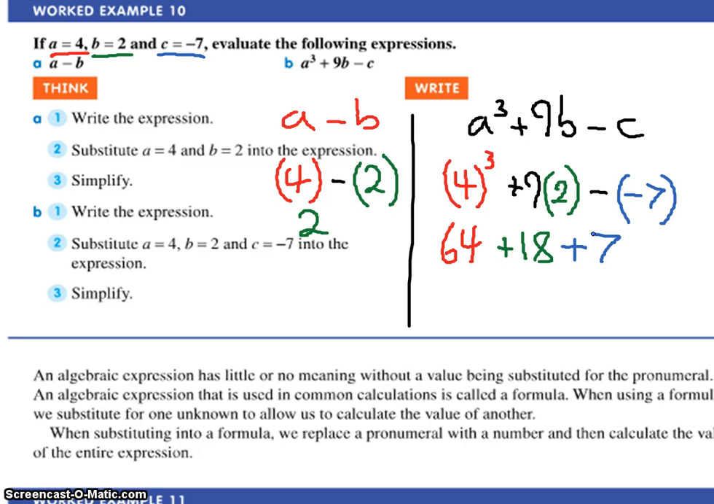Then we end up just adding those up. 64 plus 18 is 82, plus 7 is 89. And that, my friends, is your answer.